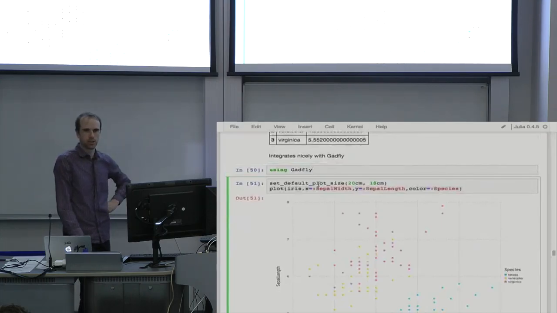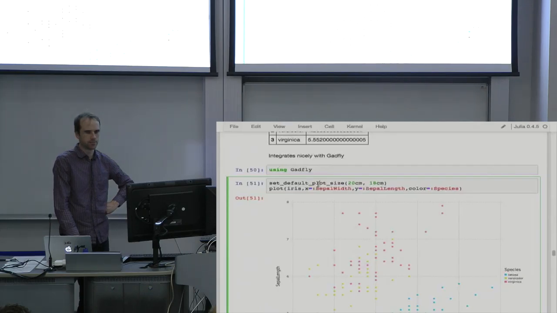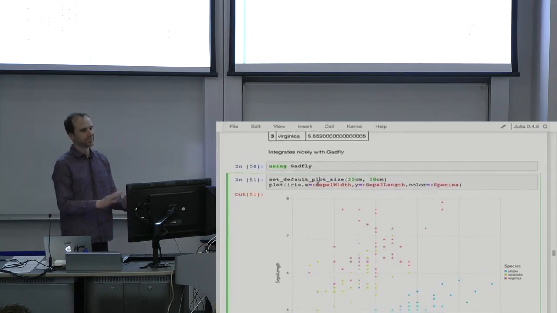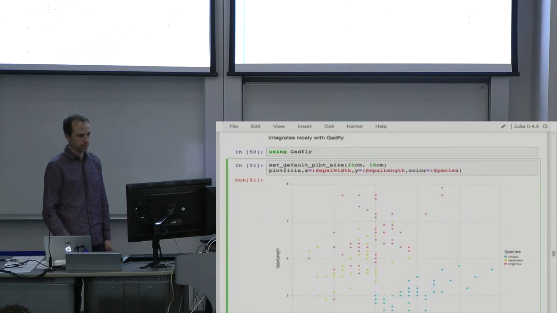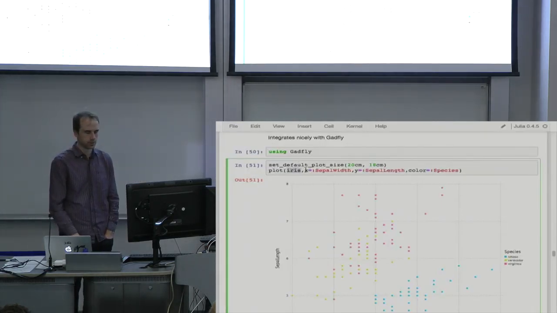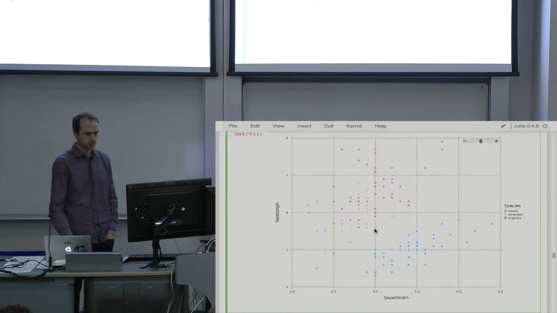Gadfly is very similar to ggplot2 in R, if you've ever used it, which is Hadley Wickham's library. What's particularly nice about it is that we fixed the stupid thing where you overload plus to mean something which obviously isn't addition. Rather than that, you just feed things as arguments: plot, the data set, and then the arguments. There are a couple of ways Gadfly works, but one is that the arguments are the attributes, so x is the x axis, y is the sepal length, and the color is the species. Then it gives you a nice plot, the standard iris plot of the three clusters of the different species.